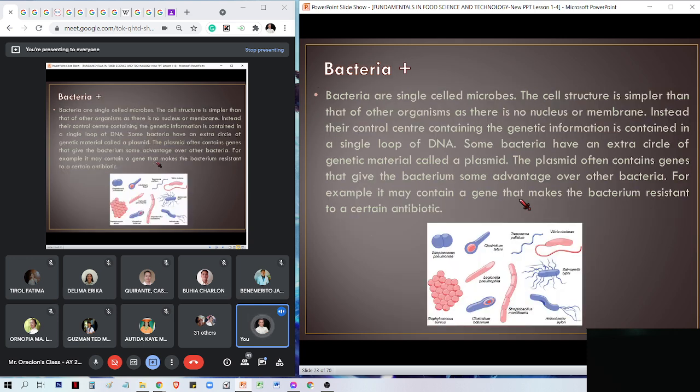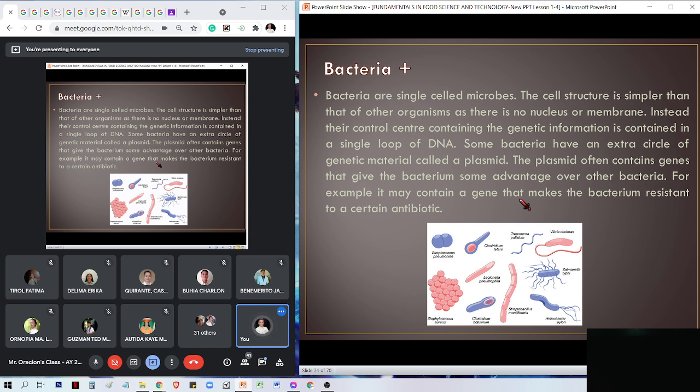Okay? So, we have it here another thing. Bacteria are single-celled microbes. The cell structure is simpler than that of the other organisms, as there is no nucleus or membrane. Instead, their control center containing the genetic information is contained in a single loop of DNA. Some bacteria have an extra circle of genetic material called a plasmid, or tawag na siya layer sa ilahang protection. Layer of protection of the bacteria.